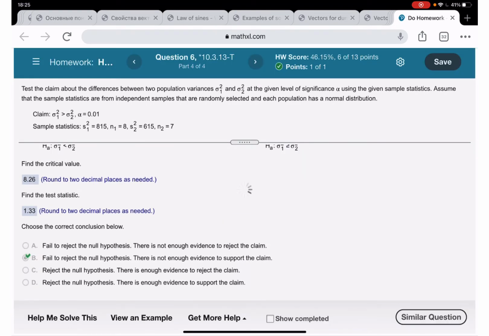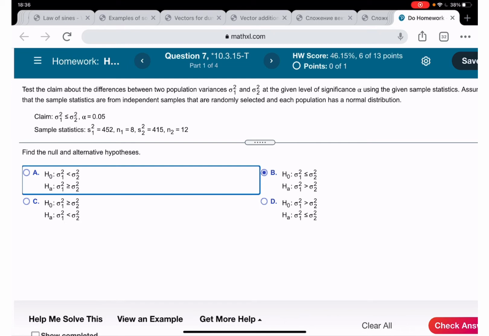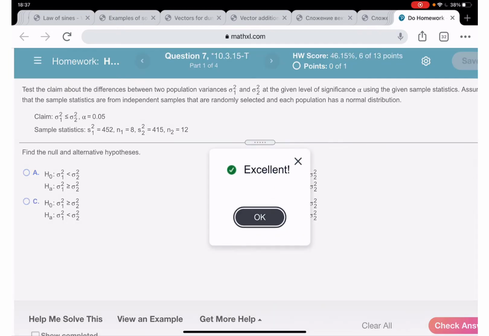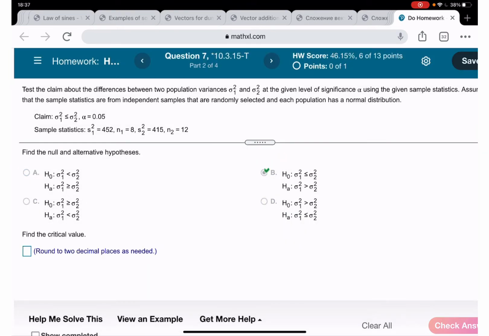Okay, well done. Number 7, what do we have here? The claim is sigma 1 squared, the variance of the first population, is less than or equal to the variance of the second one. It's B here. I already marked it down. And so we have sample statistics 452, N1 is 8, and 415, and N2 is 12. So let's check this one first. This is correct. Now we need to find the critical value.